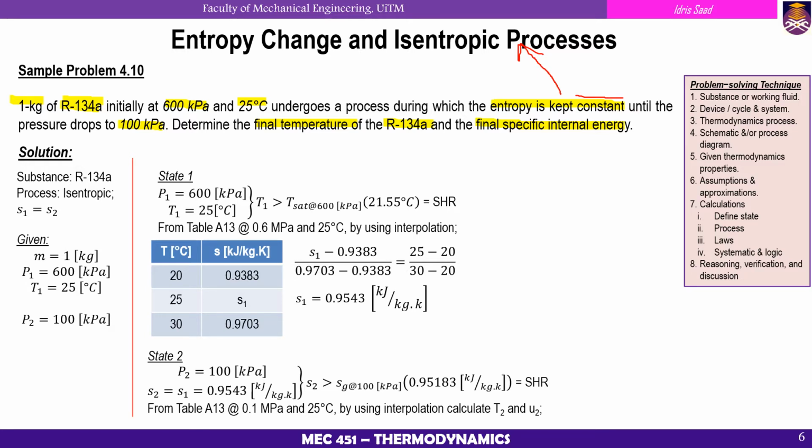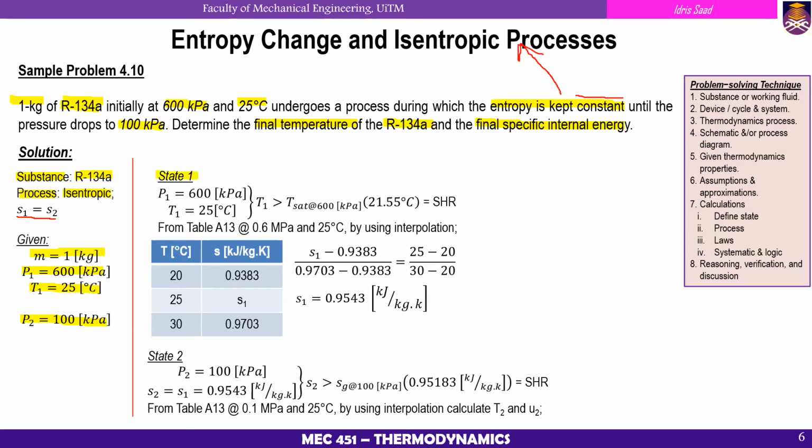Okay, so our substance is basically R134A. The process is isentropic, which means S1 is equal to S2. The data given: the mass is 1 kilogram, pressure 600 kilopascal, T1 is 25 degrees Celsius, and P2 is 100 kilopascal. Okay, we go one by one.